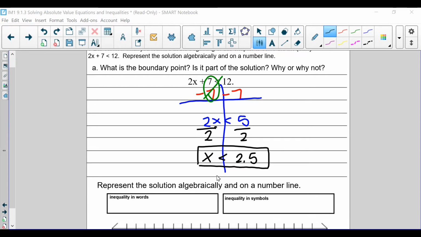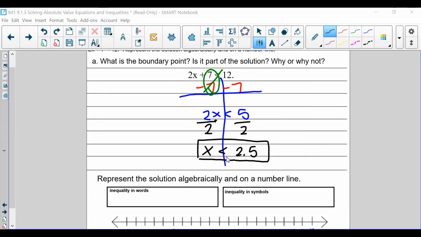So we got x is, we notice this one is going to be less than 2.5. So that's what we will write in this area right here. The inequality in words is x is less than 2.5. Alright, and then we write this right here as well. Now, what is the point of this, ladies and gentlemen?